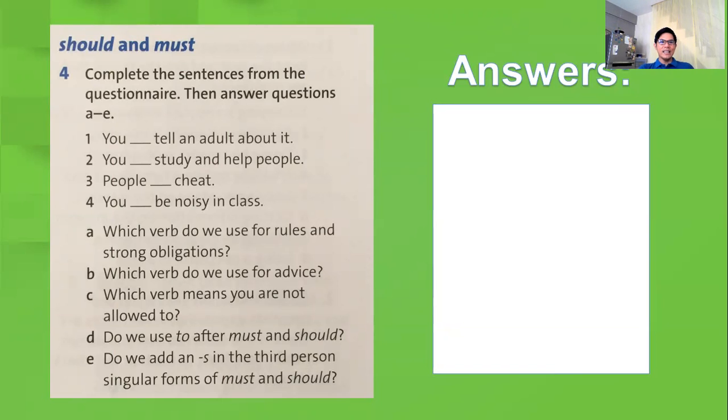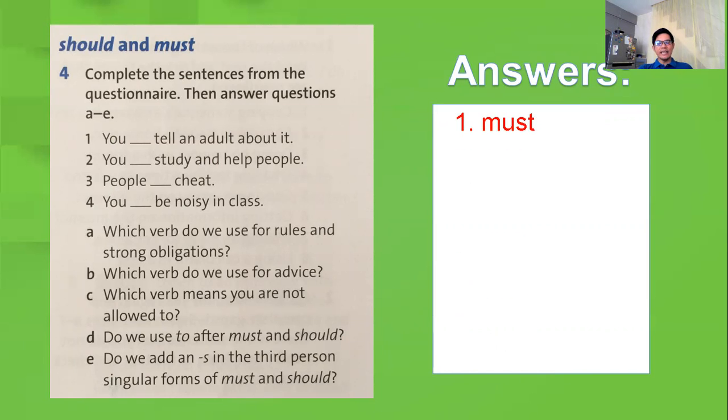For number 1, you blank tell an adult about it. So the answers are taken from our What's Your Attitude to School quiz. All of these answers are coming from the article. So let's answer now. You blank tell an adult about it. What's your answer? The answer is must.